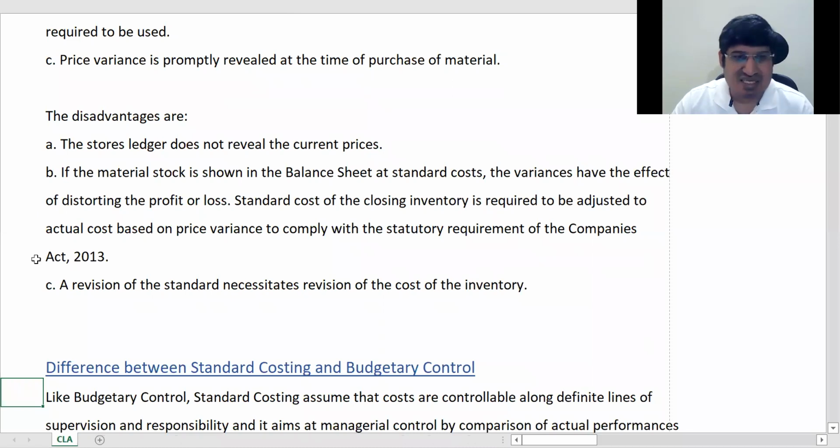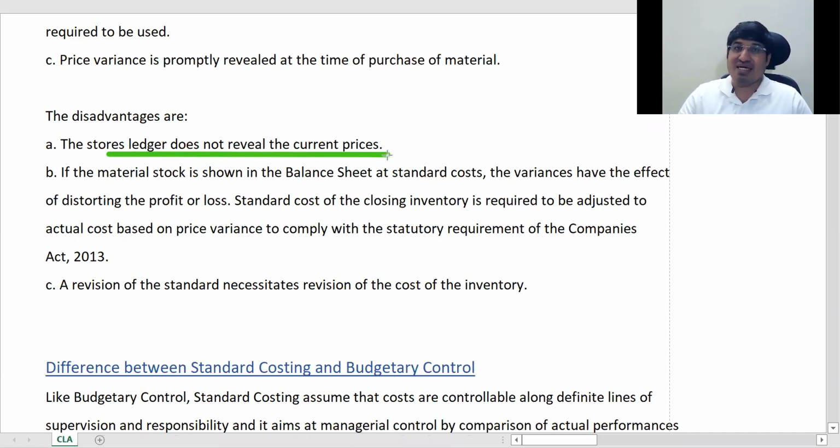The disadvantages are: the store's ledger does not reveal the current prices, because you're getting prices at standard cost. Okay, it is not revealing the current prices. That is one. And if you are showing stock in the balance sheet at standard cost, that is not the real cost, right? So the balance sheet is getting falsified to that extent. Correct. So that is one problem here.